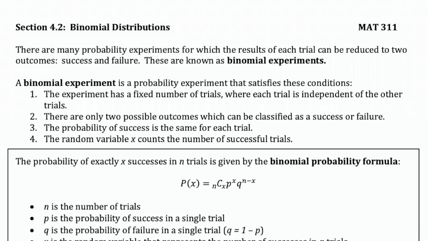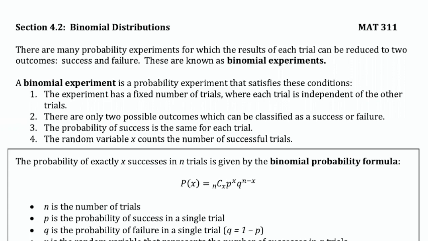Section 4.2, we're going to talk about binomial distribution. Many probability experiments can be thought of in terms of just simply two outcomes, success and failure. For example, flipping a coin, getting heads can be called a success, not getting heads can just be labeled as a failure. When you're rolling a die, getting a 2 could be considered a success, and getting anything else could be a failure. Any probability where you can reduce it to just two outcomes is known as a binomial experiment.